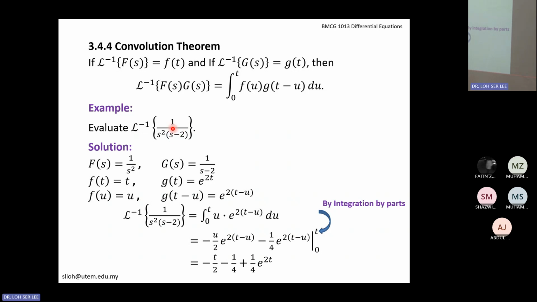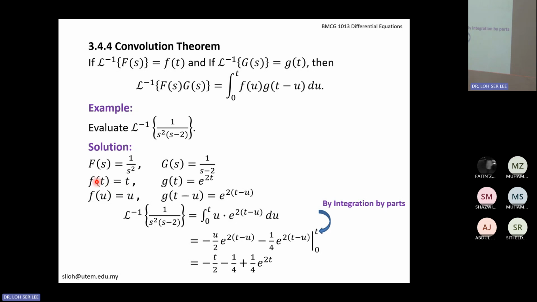So this one, we will separate it into f and g. So this is actually 1 over s squared times 1 over s minus 2. Just means this function multiplied to this function, we get this. So 1 is for f, 1 for g. Now we inverse Laplace this 1 over s squared, we get t. And if we inverse Laplace 1 over s minus 2, you get e to the t. And according to the formula, this is f of u, not f of t. And this is g of t minus u.